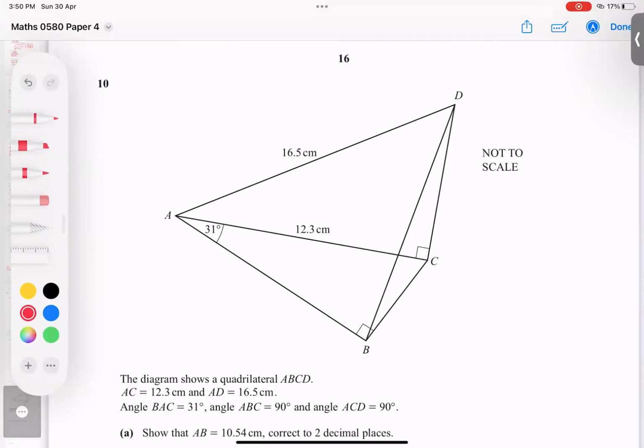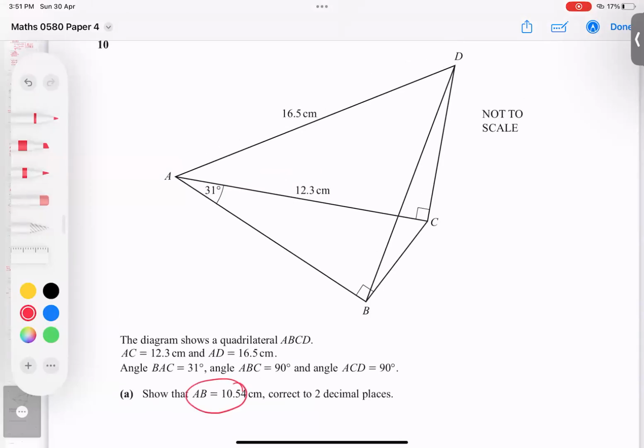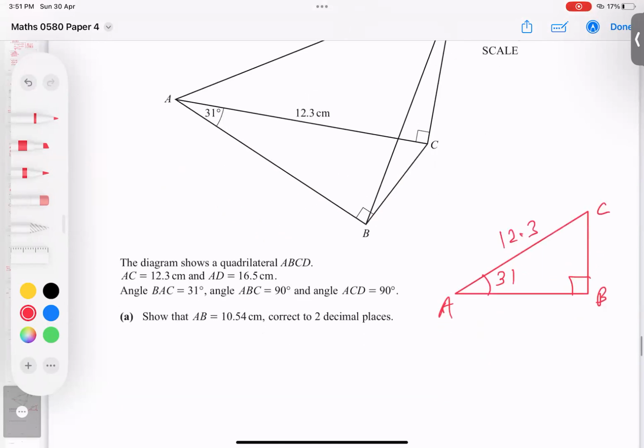Question number 10. What is question number 10? We have to show AB is 10.54. Where is AB, students? AB is this thing. For your knowledge, in this lower triangle, I have 90 degrees, at B. The best technique, as a teacher I suggest, is please make extra diagrams. It makes the question easier. What is the technique to get AB?